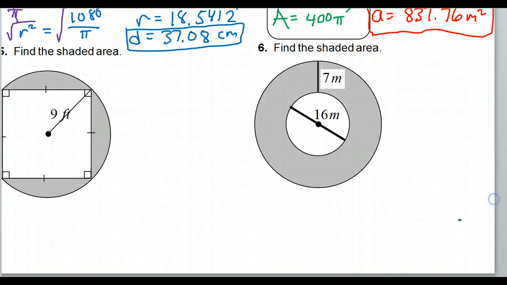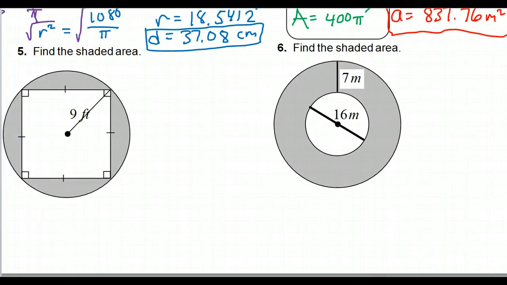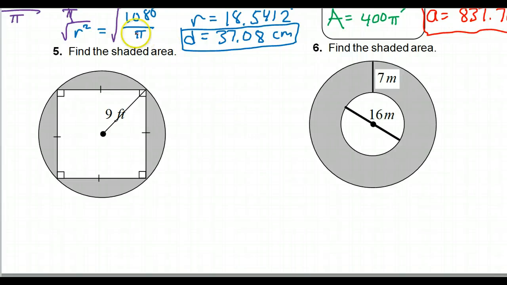Okay, moving on to the last segment of our lesson. Finding the area between two shapes. Now, the key to finding the area between two shapes is this. The shaded area, the space between, is always going to equal the outer shape minus the inner shape.